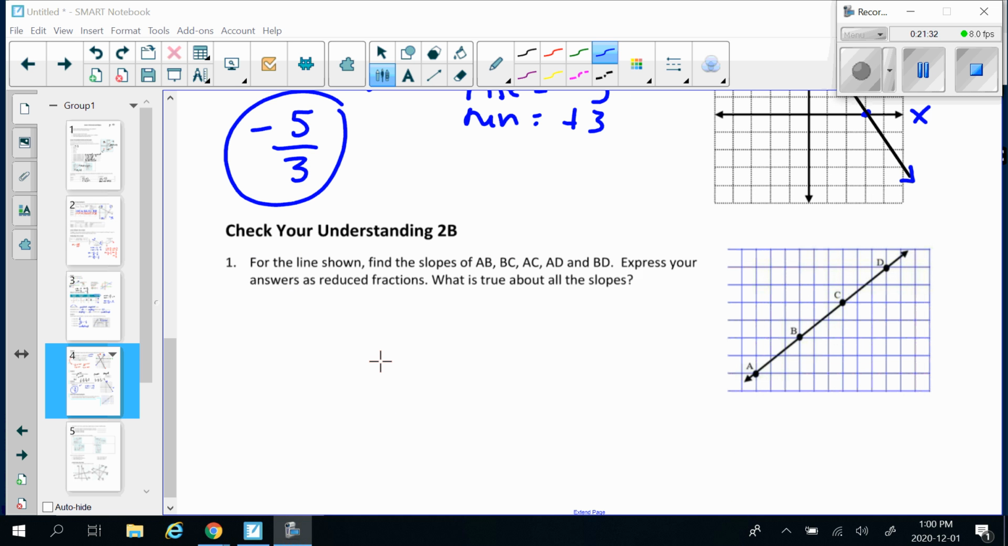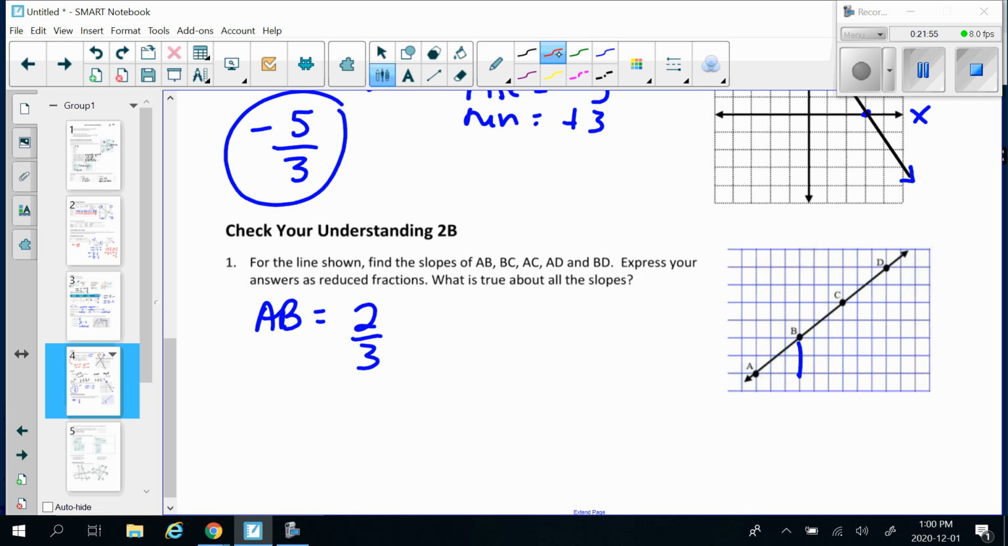I am going to do this first example because I think it confuses kids with the wording. For the line shown, find the slopes of A, B, etc. So basically what it's saying is if you find the slope between A and B, so we do the rise over the run, so we have a rise of 2, so between A, B. We have a rise of 2 and we have a run of 3. So this is our slope.